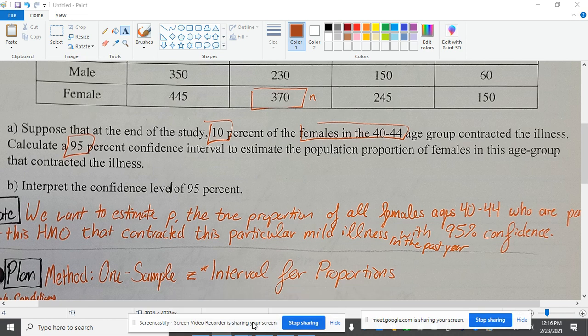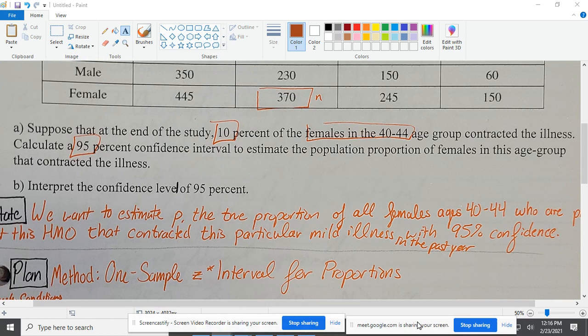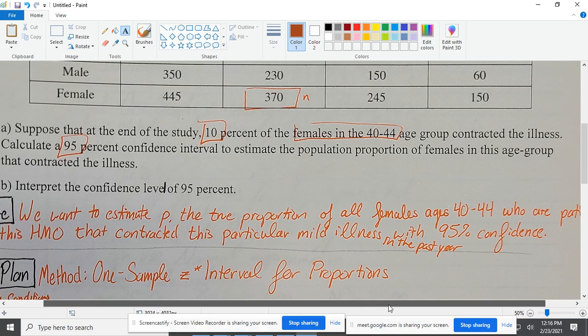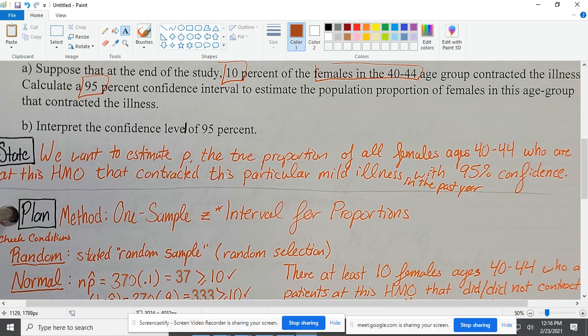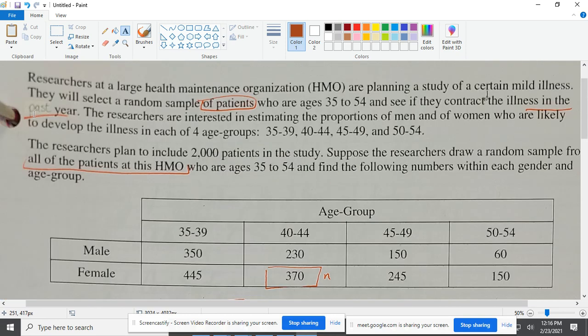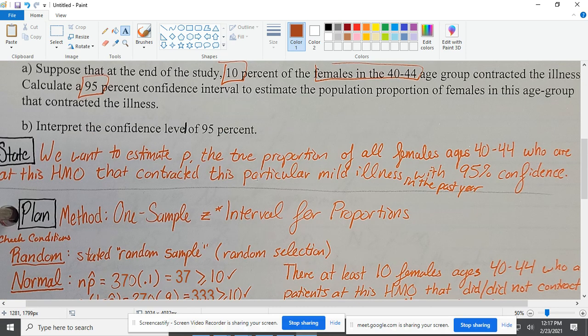I have this one that's zoomed in more so y'all can see it a little bit, but I know you can't see the whole thing because when I'm in Paint, I can't pick my percent. So just make sure you're paying attention to wording. It was very specific that it was just in the past year. Contract the illness. It's only women or females aged 40 to 44 from this HMO. And we're defining success as they contracted this particular mild illness.